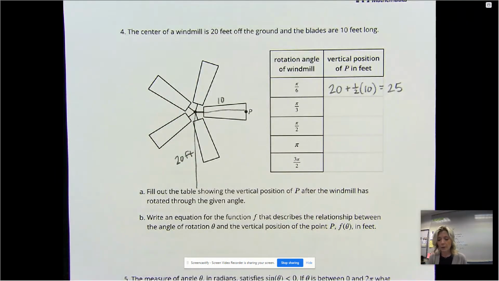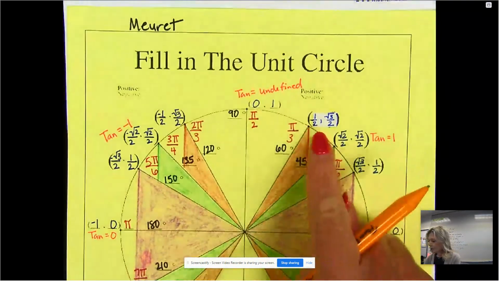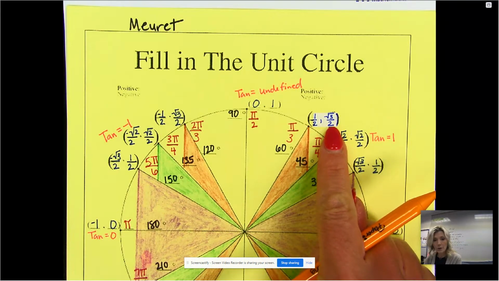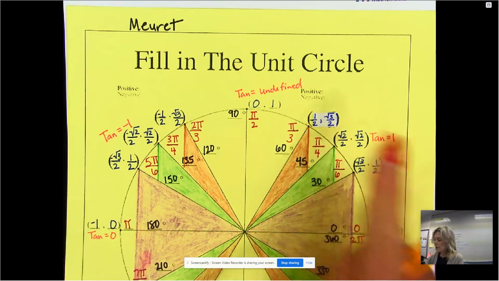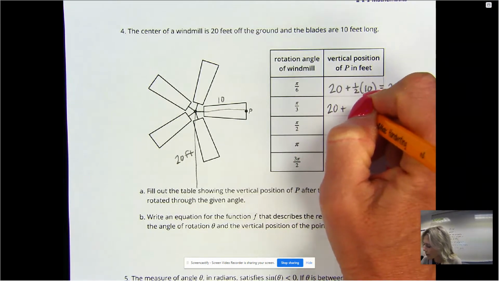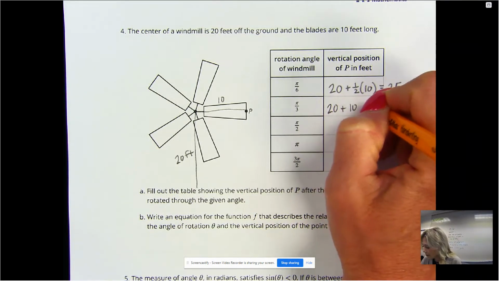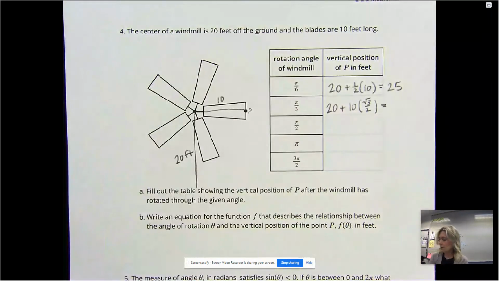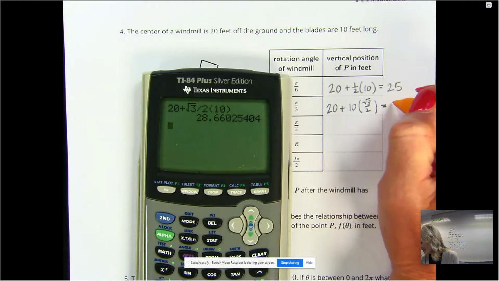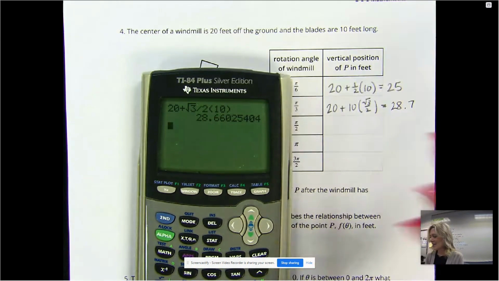Okay, for pi over 3, the height is √3/2. So this time we have the same idea: 20 plus 10 times √3/2. And I'm going to have to put that into a calculator. I think I already did that. I did. So it's about 28.7. That was a nice surprise.